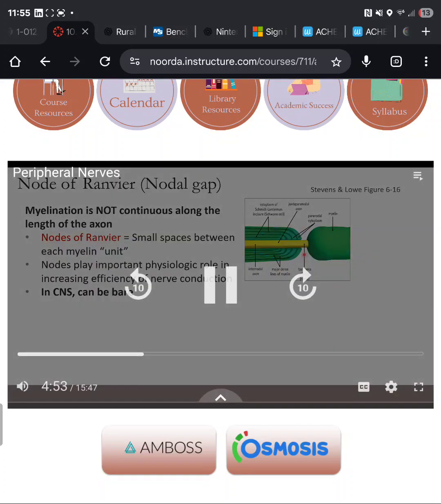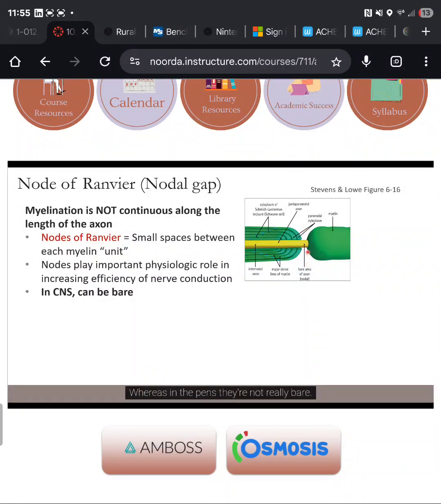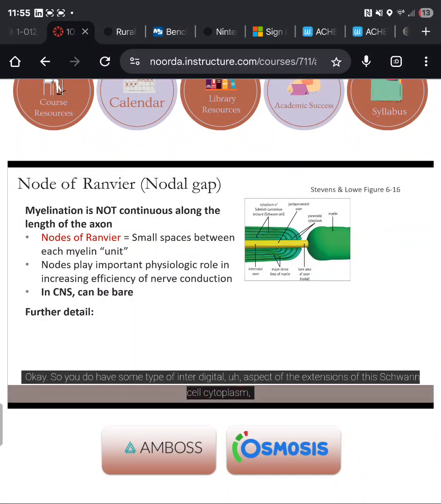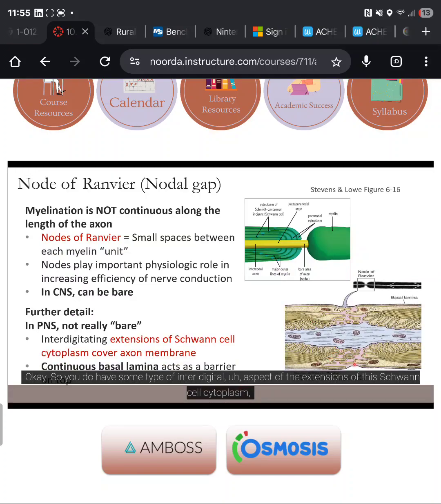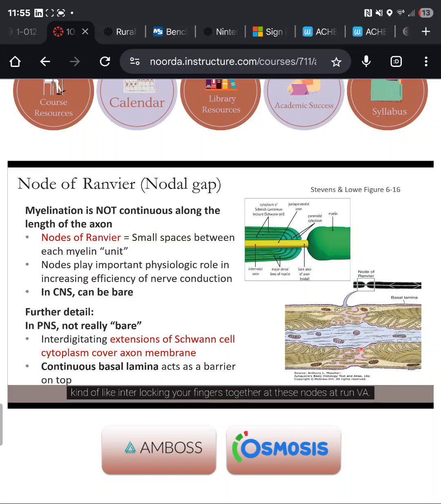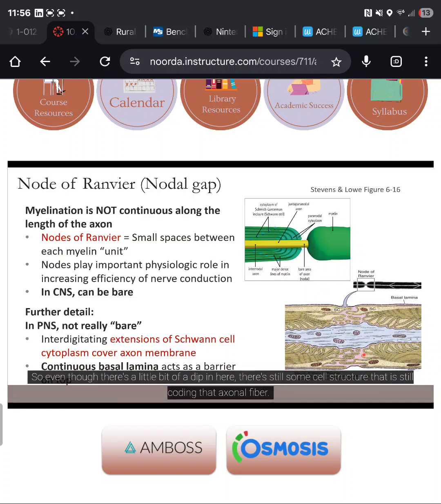So like I mentioned before, in the CNS, the unmyelinated areas are truly bare, whereas in the PNS, they're not really bare. Okay, so you do have some type of interdigitating aspect of the extensions of the Schwann cell cytoplasm, kind of like interlocking your fingers together at these nodes of Ranvier. So even though there's a little bit of a dip here, there's still some cell structure that is still coating that axonal fiber.